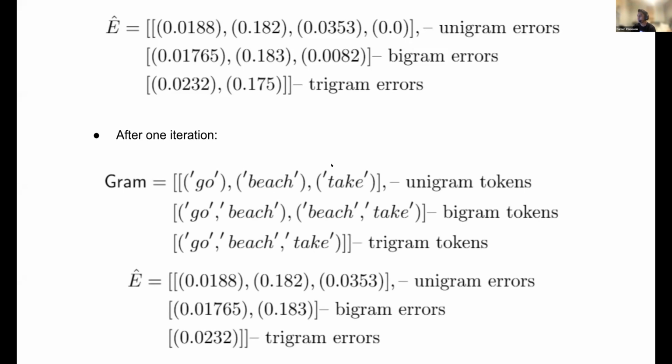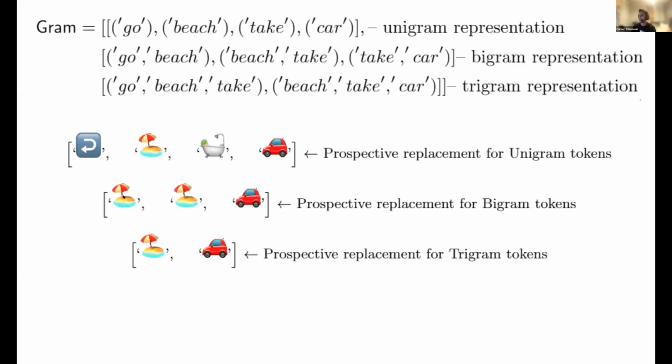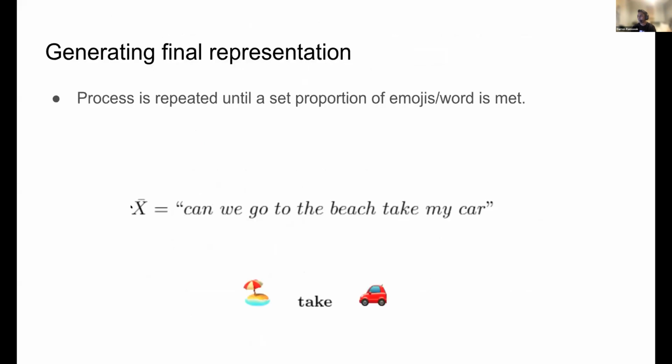So we repeat this process again. We look at where the minimum mean squared error is occurring, and that seems to be at the go beach instance here. So we're going to replace this with the emoji for the beach, which would be here. So this process is repeated until a set proportion of emojis and words is met. In this example, I set the proportion to 0.5. And so can we go to the beach, take my car? It results in this nice emoji of the beach, take car.